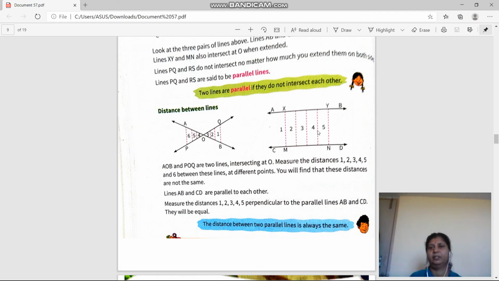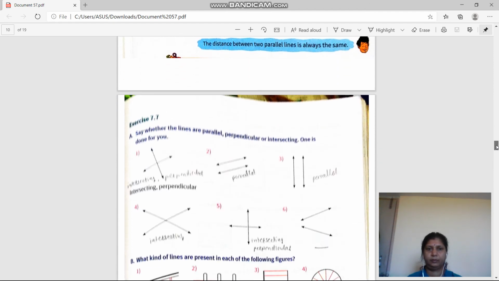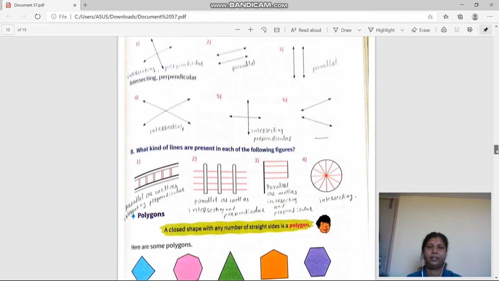Get it? Clear this topic? Okay, now next. In exercise 7.7, we identify which lines are intersecting, which lines are parallel, and which lines are perpendicular. The lines which cut each other at a right angle are called perpendicular lines. Okay.